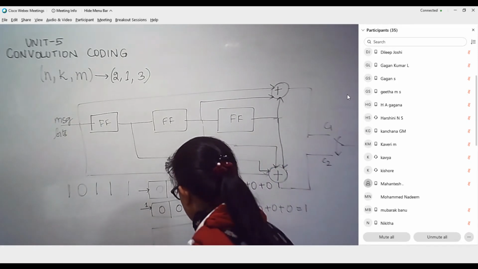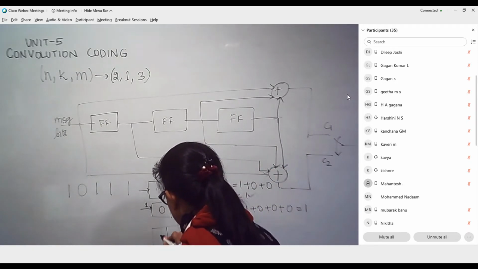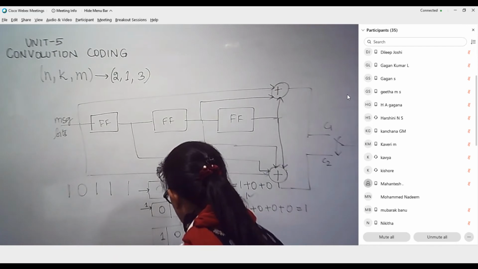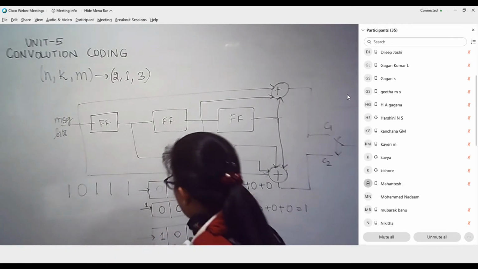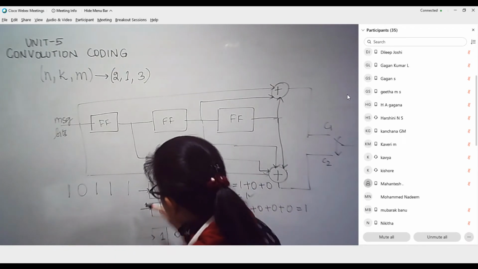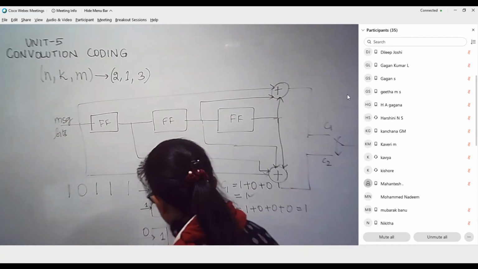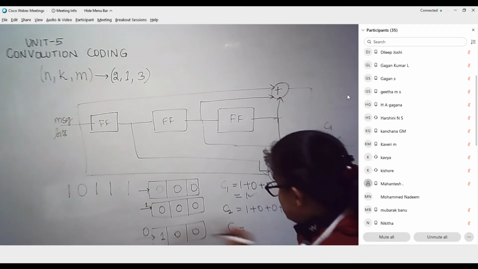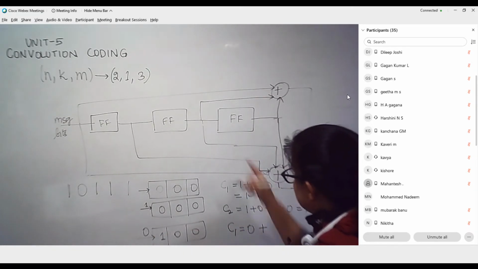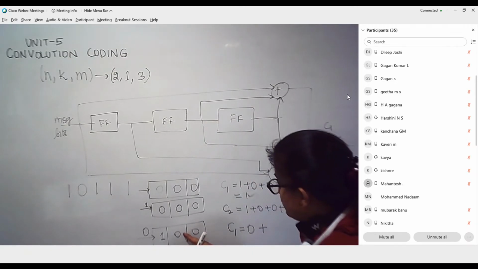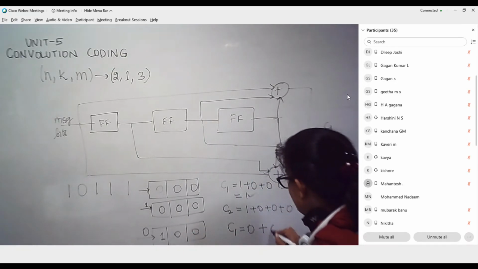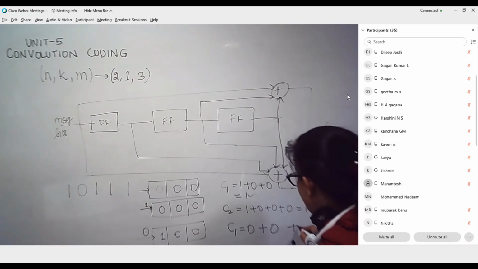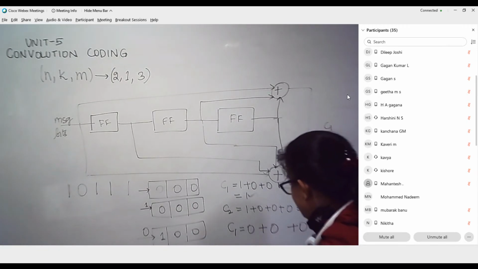Similarly, now 1 gets pushed into the flip flops or the shift register. The next data bit is 0. Now you see what will happen at the end of the clock cycle. C1 here is going to be 0 plus the output of flip flop 2. It is going to be 0. Then flip flop 3 is also going to be 0. So C1 will be 0.